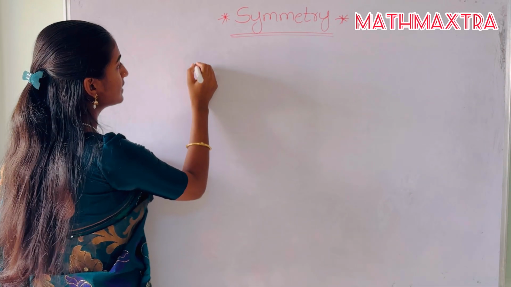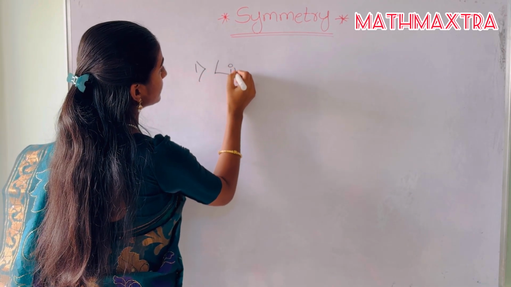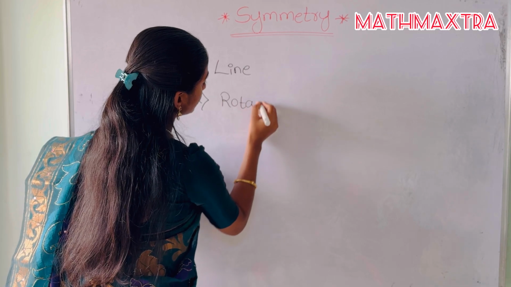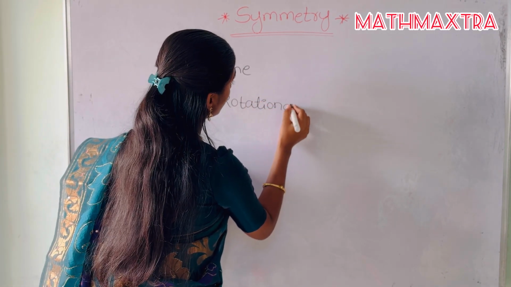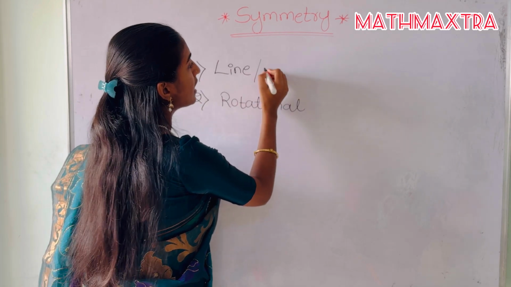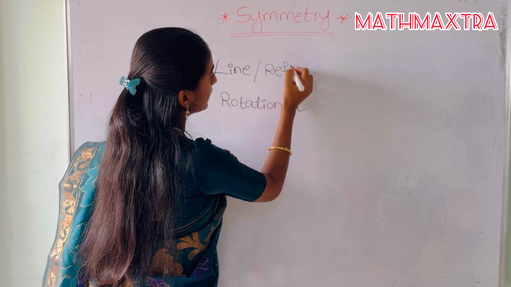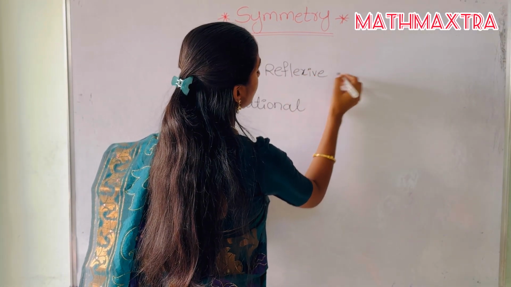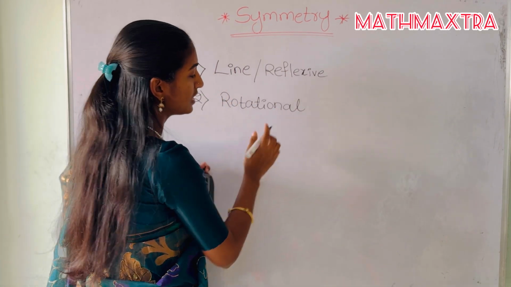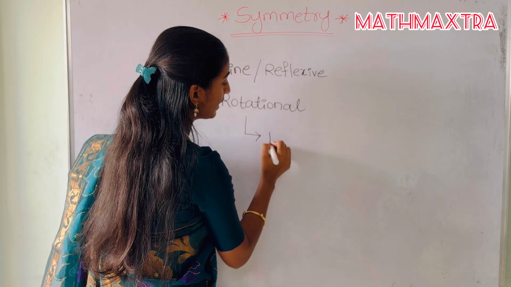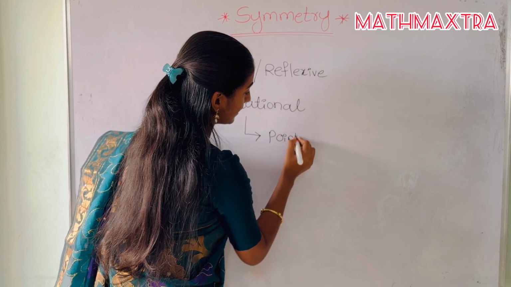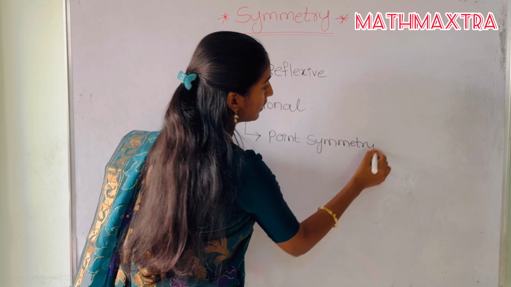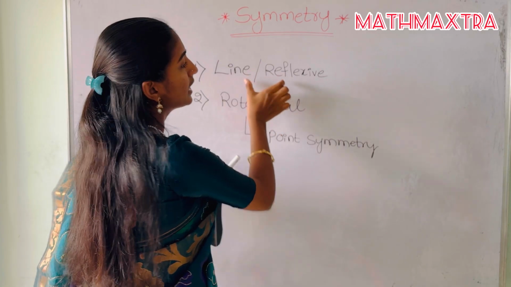See, symmetry is usually of two types. The first one is line symmetry and the second one is rotational symmetry. And this line symmetry is also called reflexive symmetry. In rotational symmetry, we have a subcategory, that is point symmetry. So point symmetry comes under rotational symmetry. Now in this video, we will discuss line symmetry.